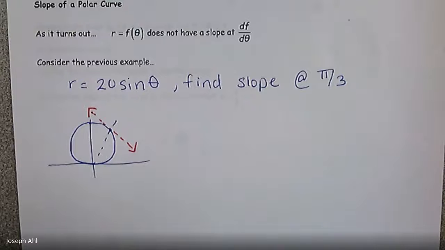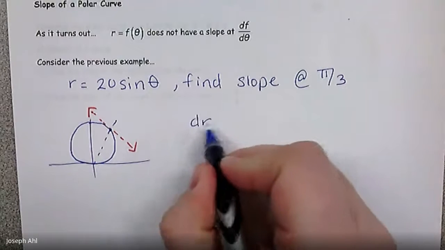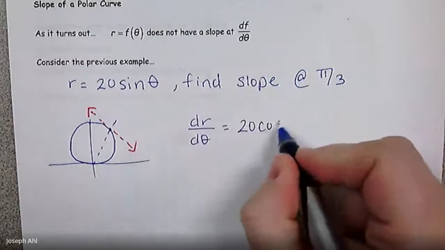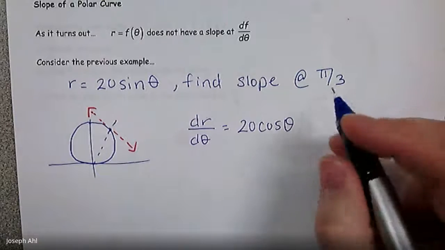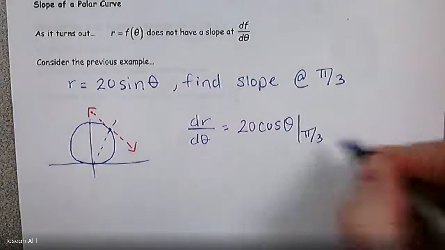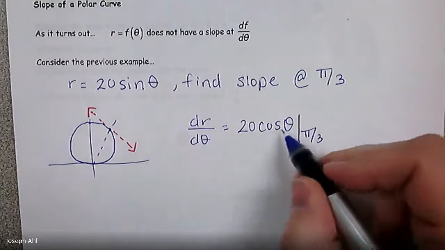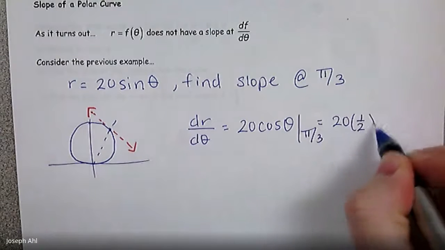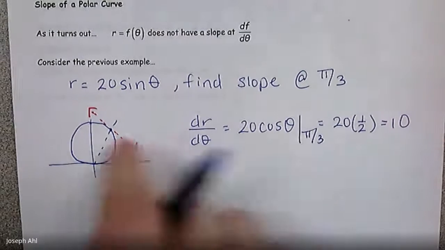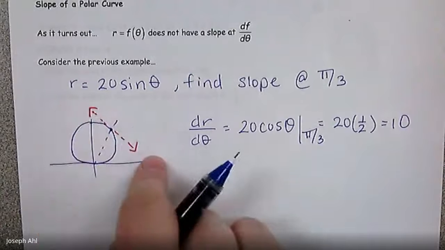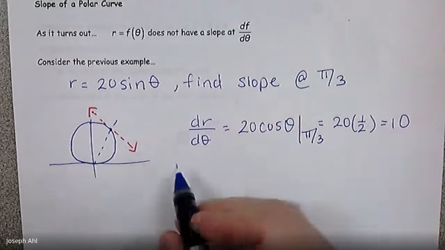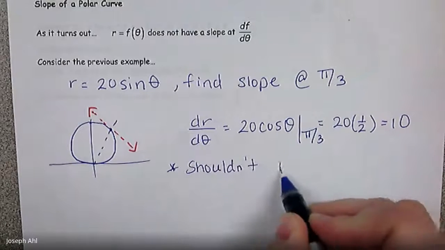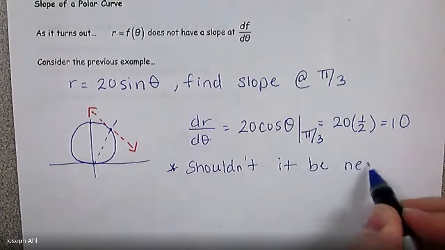Okay, so what would dr d theta be if we have 20 sine theta? Well, it would just be 20 cosine theta. And if I evaluate that at pi over 3, we're going to get a nice answer because cosine of pi over 3 is a half. So 20 times a half is 10. Okay, so the slope at pi over 3 is 10. Shouldn't it be negative?